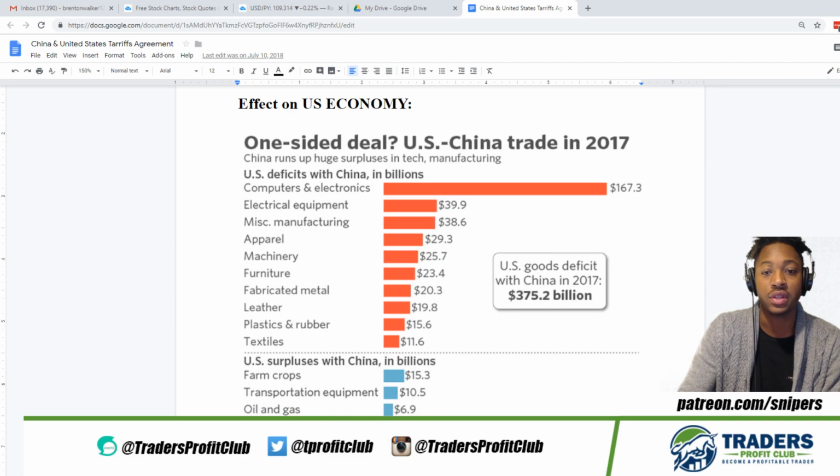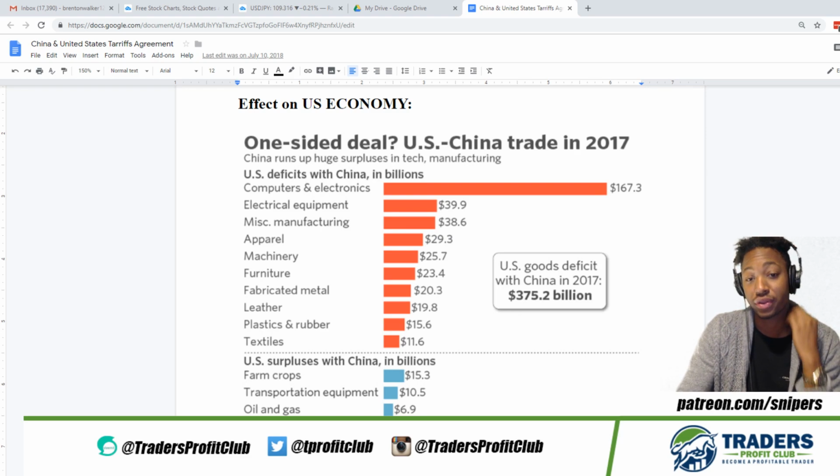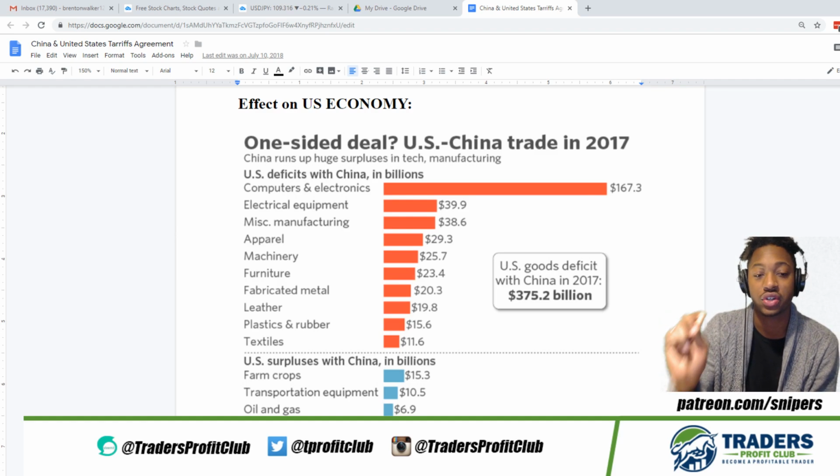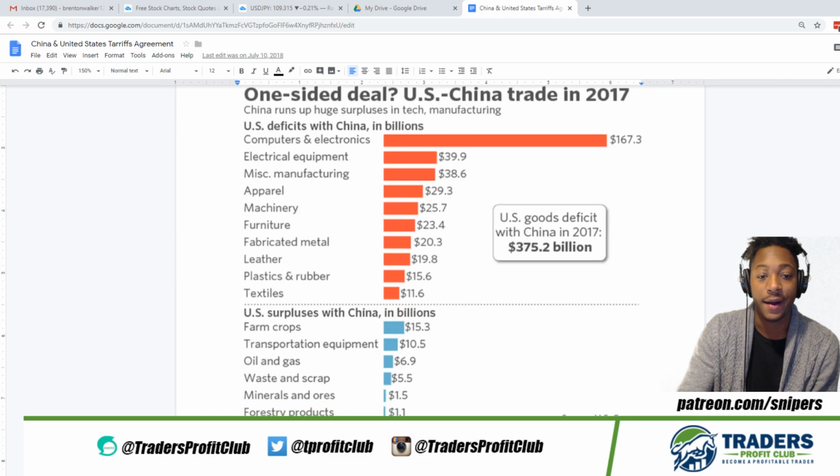Okay, so the U.S.-China trade in 2017, as you can see, the U.S. goods deficit with China is about $375 billion. And our deficit with electronics and computers is $167 billion, that we're basically doing business with them. And for us, if we look at our exports and what we actually give to them, it's bare to none, right? We have forestry products, minerals, and waste and scraps, oil and gas, transportation equipment, and farms and crops, right? But if we look at the difference, it's outstanding.